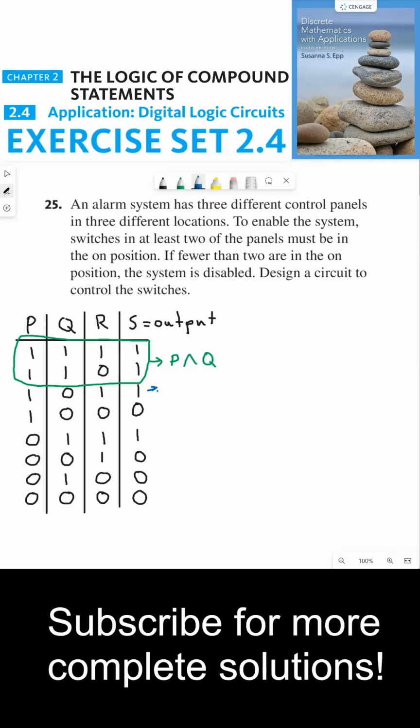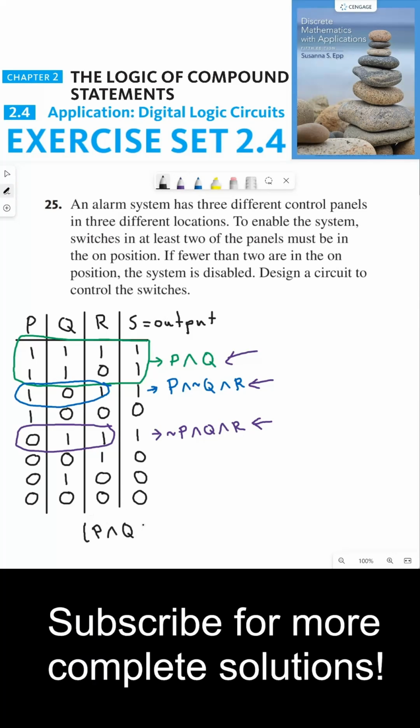For the third row, we would need P to be true, Q would need to be turned off, and R needs to be on. So these assumptions would lead to an output of 1 for S. And lastly, if P is false, Q is true, and R is true, then I have an output of 1. So if any of these 3 specific assumptions are made, then my output is true. So that means the Boolean expression for this circuit is P and Q, or P and not Q and R, or not P and Q and R.